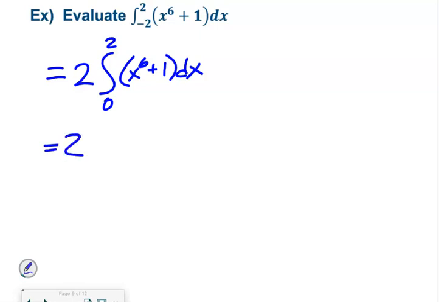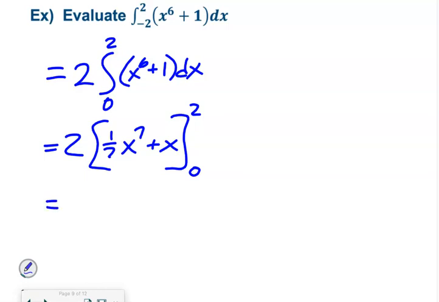So you end up with 2 times 1/7 x to the 7 plus x. Just so you know, if you have a definite integral and you're writing brackets, you don't have to write the vertical bar. Most people just stick the numbers on the bracket and call it good. So we have 2 times 2 to the 7th, 128, so we have 128 sevenths plus 2, and then minus 0, because you just plug in the 0, which is nice. Plugging in 0 is nice.